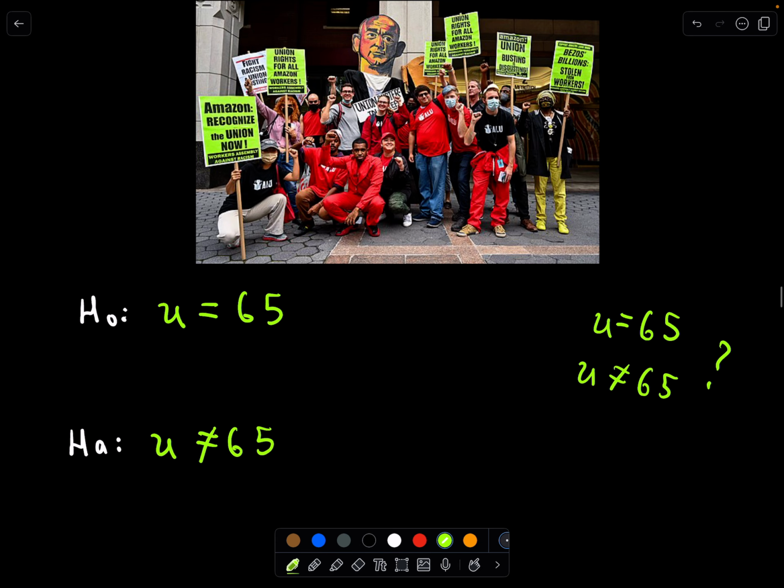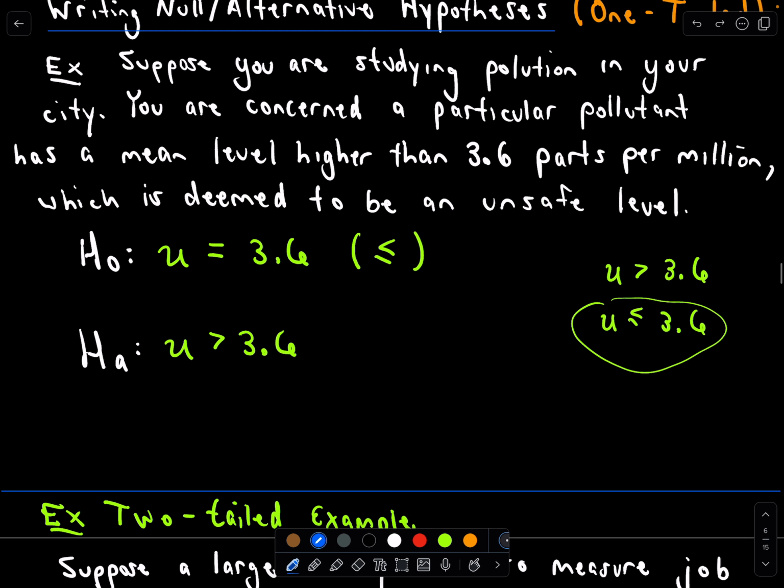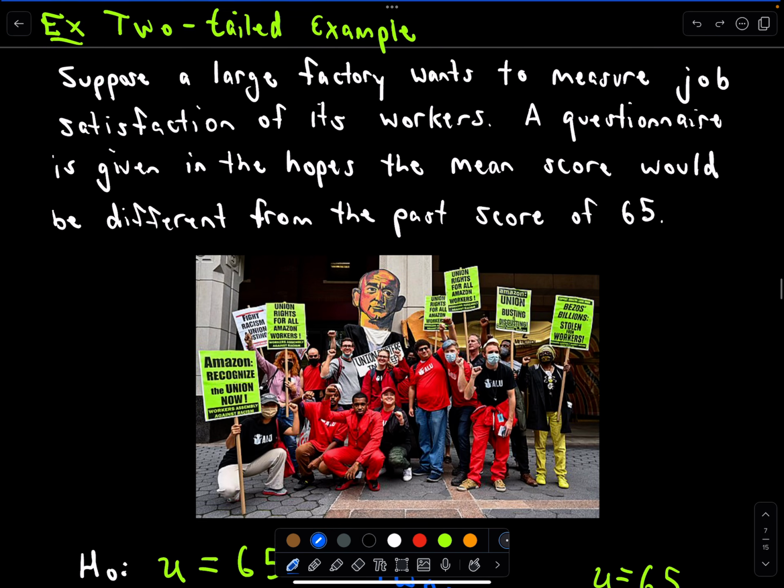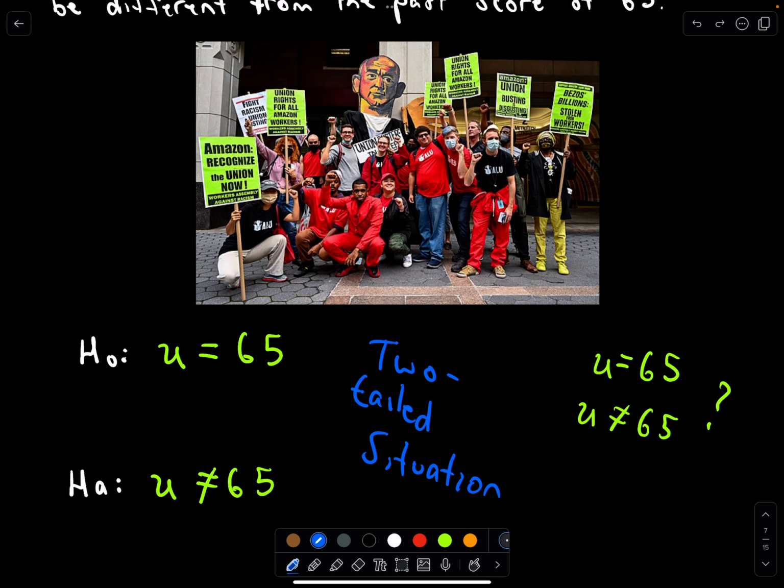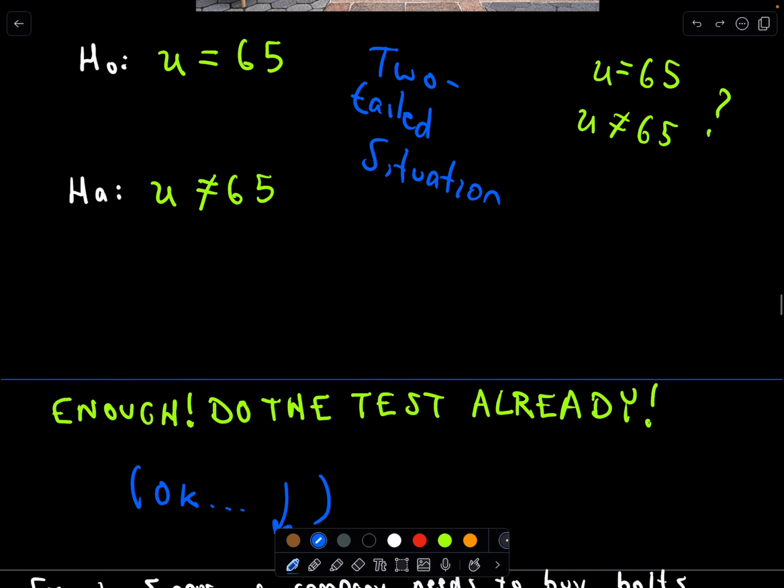Now, this is what's known as a 2-tailed situation. So when you have an equal sign and a not equal sign, that's going to go with a 2-tailed situation. When you have null and alternative hypotheses with less than or equal to and greater than, or greater than or equal to and less than, those are going to be 1-tailed. And again, we'll see some more examples of these. But in this case, that would be both our null and our alternative hypothesis.